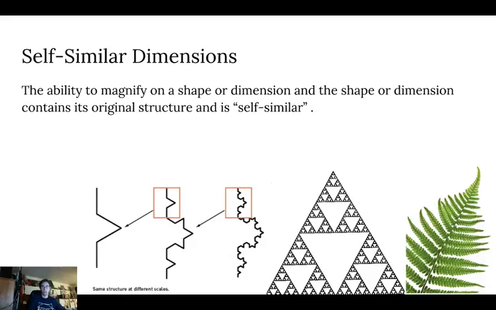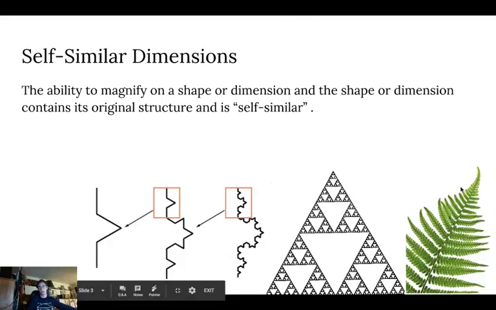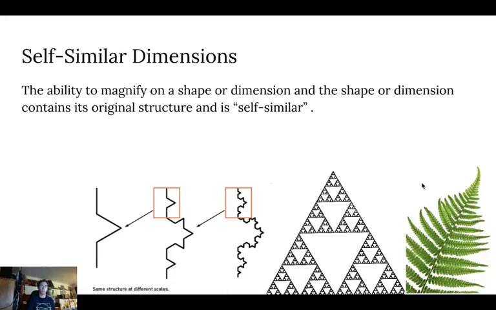So there's two different elements of fractals. One is self-similar dimensions and the other is non-integer dimensions, which are sort of very similar. Self-similar dimensions are an element of fractals, and it's the ability to magnify on a shape or dimension, and the shape or dimension contains its original structure and therefore is self-similar. So if you look on the right, there's a fern leaf. If you were to zoom in, magnifying the fern leaf would look similar, because it's a self-similar dimension. The leaves on the fern leaf have the same geometric shape and geometric dimensions as the fern leaf itself.